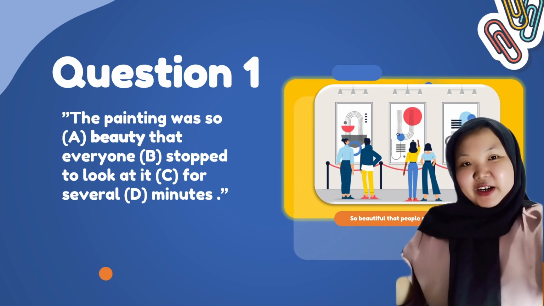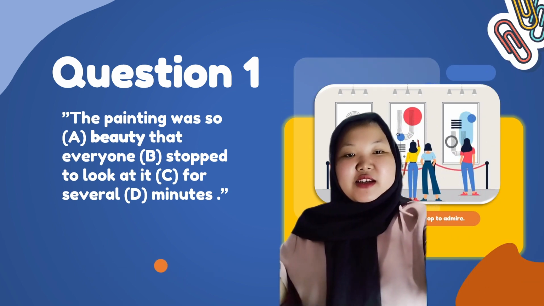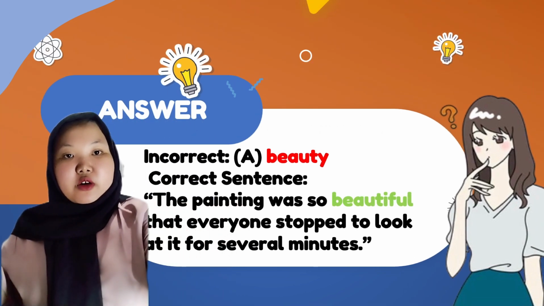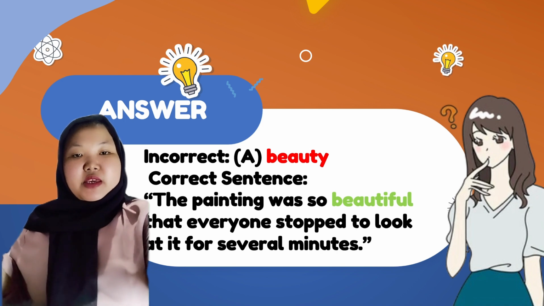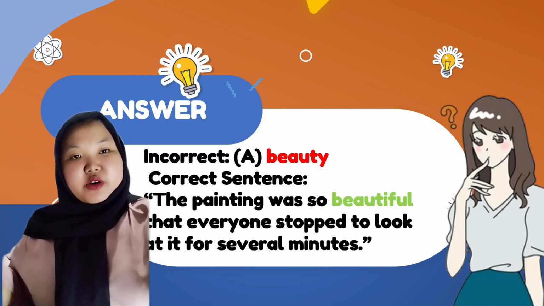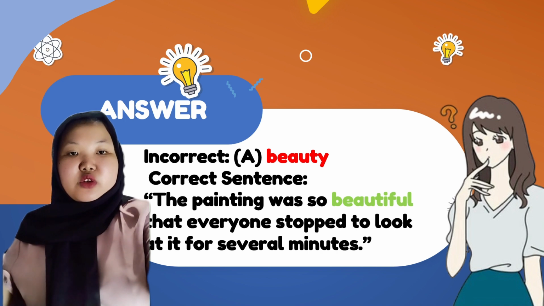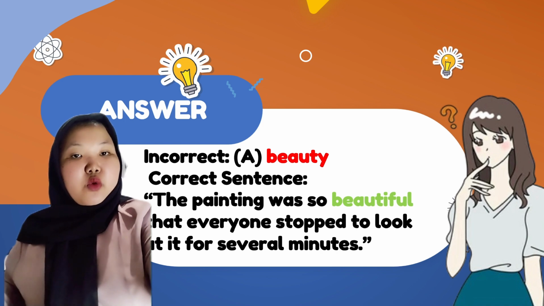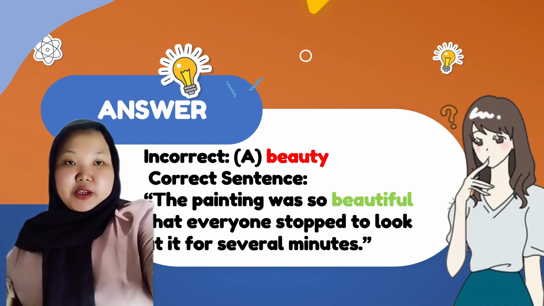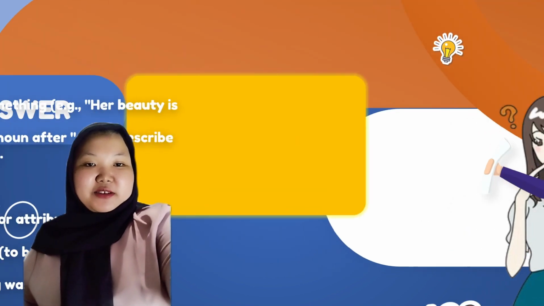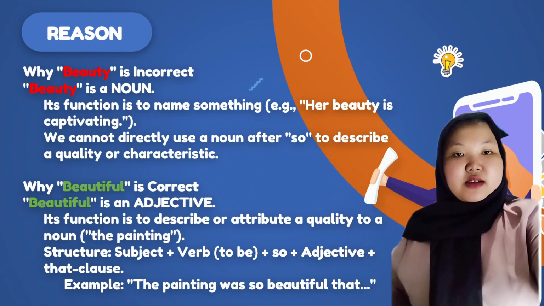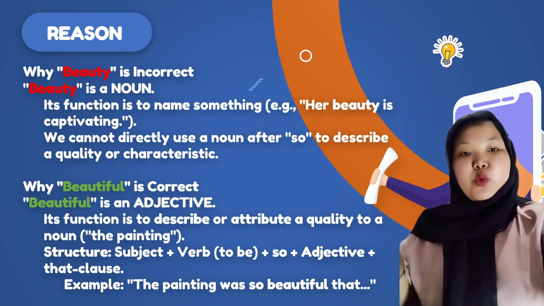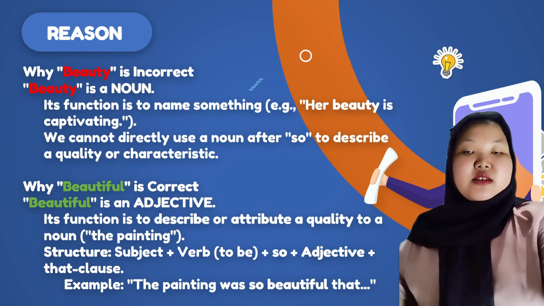Okay, answer. The incorrect word is A, beauty. The correct sentence should be: the painting was so beautiful that everyone stopped to look at it for several minutes. We need the word beautiful, not beauty, to describe the painting. Reason: let's talk about why the word beauty is incorrect and why beautiful is the right choice.